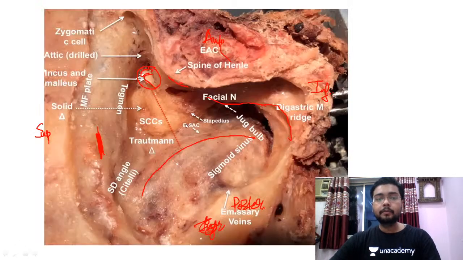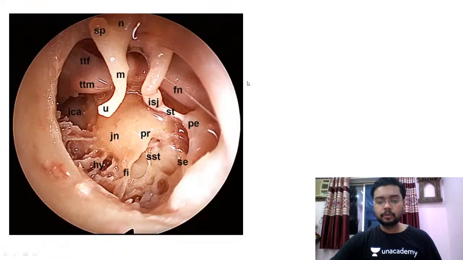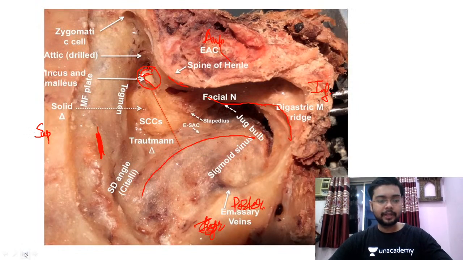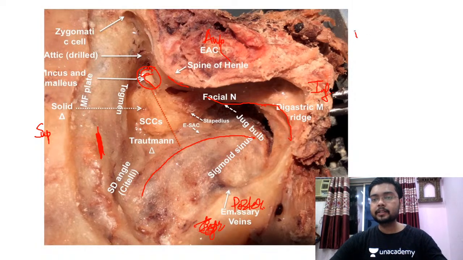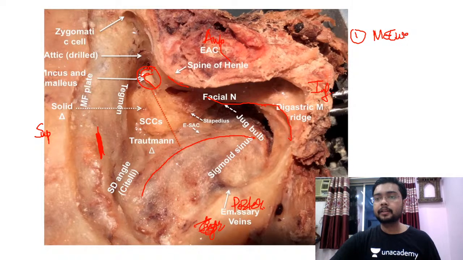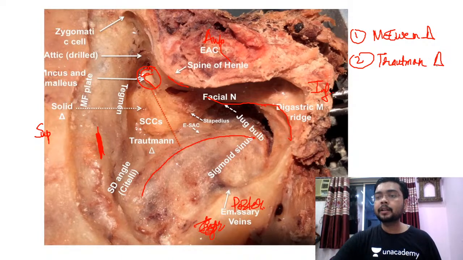And one more basic thing that you need to know is about two landmarks or two triangles, right? So you need to know two triangles, and I know all of you know this. One is McEwen's triangle and another is Trotman's triangle. Mind that both have different significance, both have different boundaries, right?